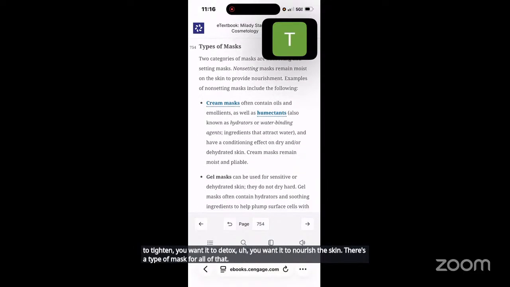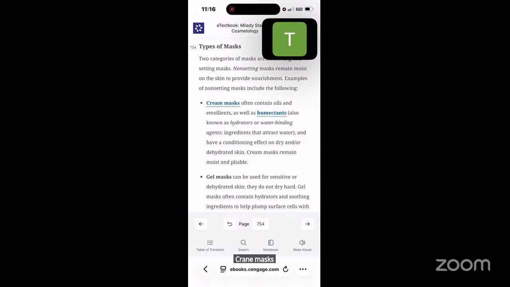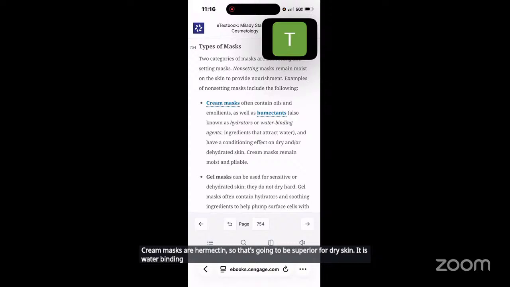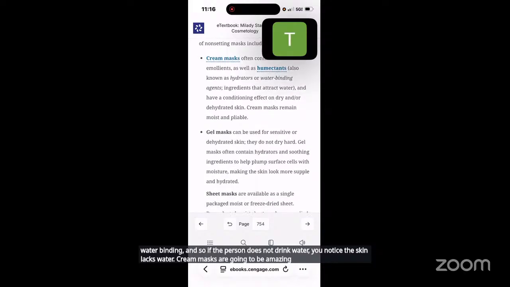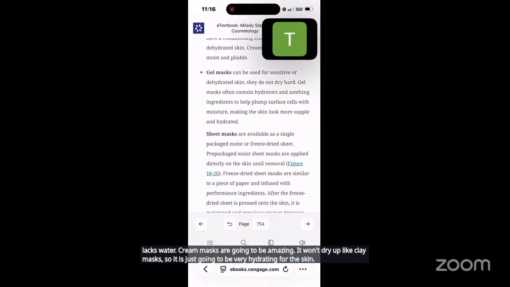Cream masks are humectant, so that's going to be superior for dry skin, which is water binding. And so if this person does not drink water, you know this skin lacks water, cream masks are going to be amazing. It won't dry up like clay masks, so it is just going to be very hydrating for the skin. Very good for the skin.